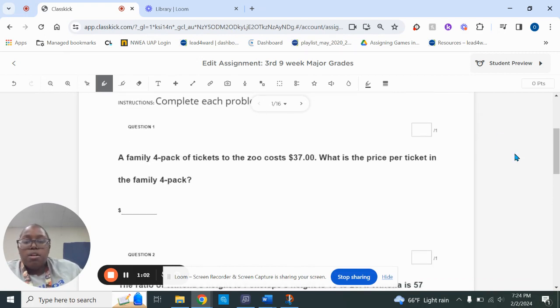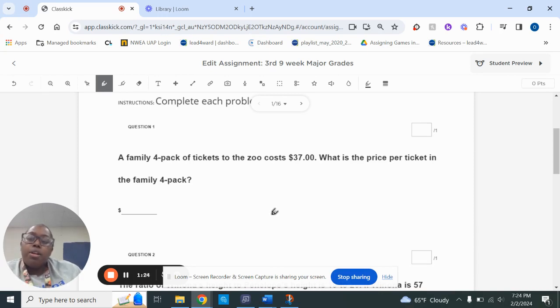So let's start off with question number 1. A family 4-pack of tickets. A family bought 4 packs of tickets to go to the zoo. Cost $37. What is the price per ticket in the family 4-pack?